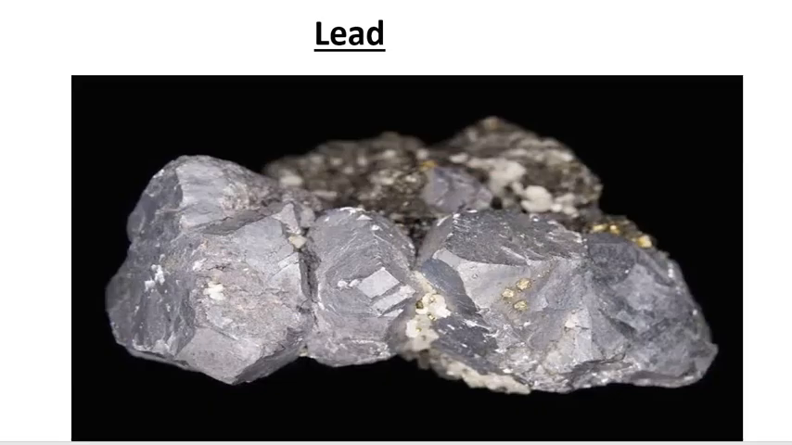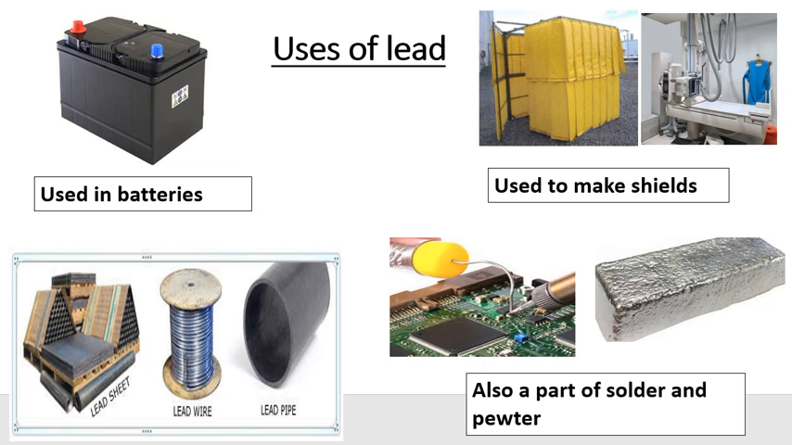This is the original form of the lead. You can see there are different uses of lead. Lead is also used in batteries. It is used in roofing materials. Sheets are made by lead. Lead wires are there, lead pipes are there, tubes are there.